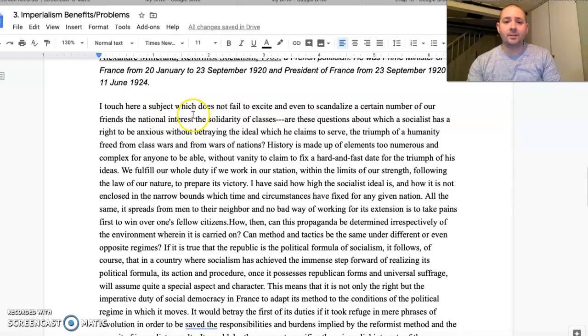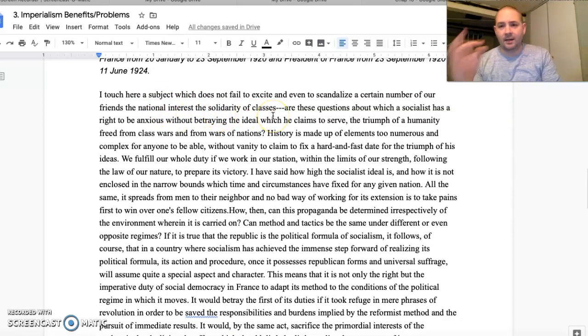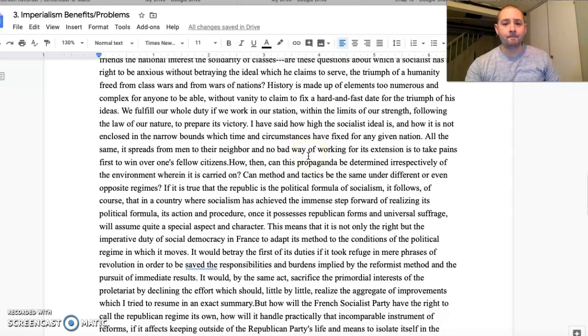I touch here on a subject which does not fail to excite or even scandalize a certain number of our friends, the national interest and solidarity of the classes, right? So again, social with classes. Are these questions about which a socialist has the right to be anxious, right? Okay. Blah, blah, blah.